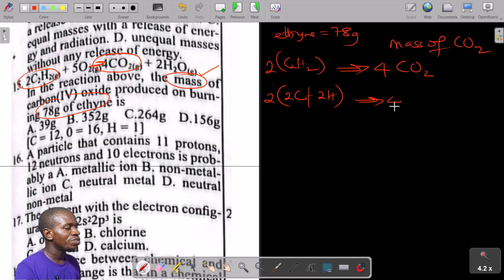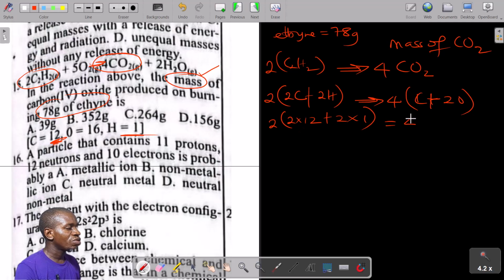What is it going to give me? 4. Okay, 4. Let's put bracket, C plus, sorry, plus 2O. So let's look at how it's going to be. This is going to be 2 brackets, 2 times C. My C is 12. They give me the value of my C as 12. I'll say 12 plus 2 times, my hydrogen is 1. You're supposed to have known that.